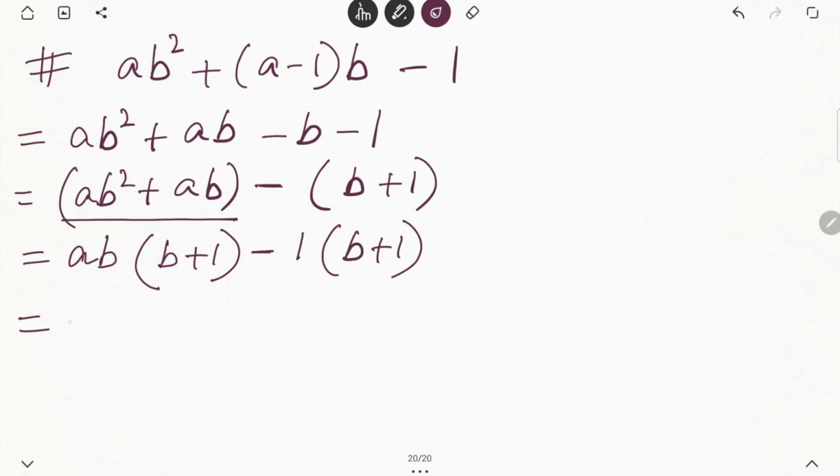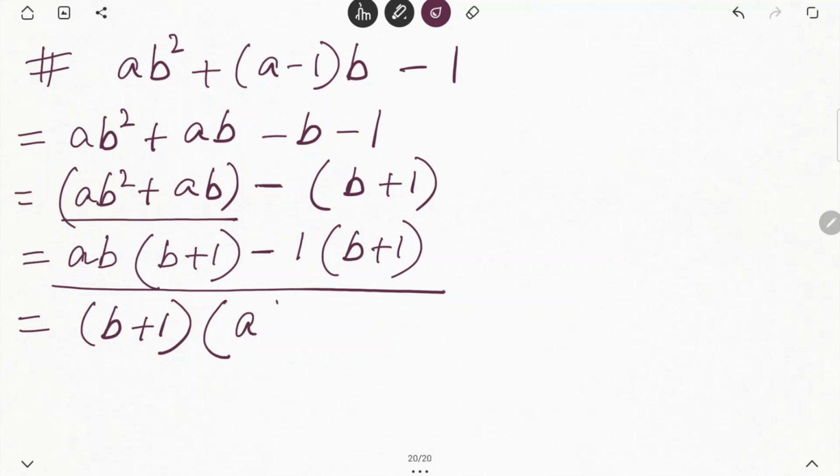So now if I look throughout the expression, what is common I am having? I am having b plus 1 common. So I take out that, and then what I am left with from the first term, I have ab. From the second term, I have 1. So this will be the answer. Okay. Next, let us look at one more example.